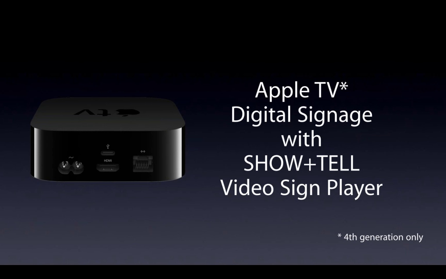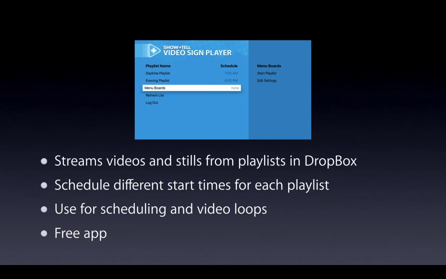And there is a free media player app available on the App Store called Show and Tell. It's a video sign player. It's got a straightforward interface. So imagine in your lobbies and narthex and welcome spaces a TV that can be in multiple orientations, portrait or landscape, with a 4th gen Apple TV nested behind it, showing streams of videos and stills from a playlist that you set up. The app can be configured in a very simple way to just read from a destination like Dropbox. You can schedule it for different start and stop times for different clips. You can set up looping, and it's free, so it's great.